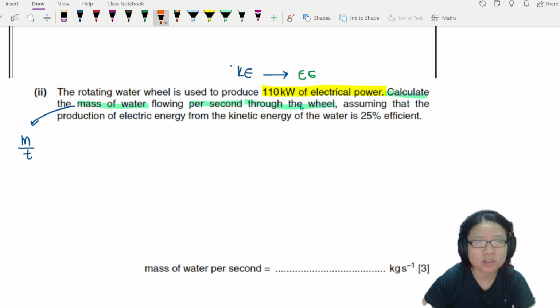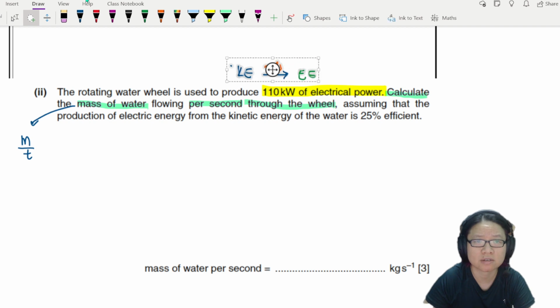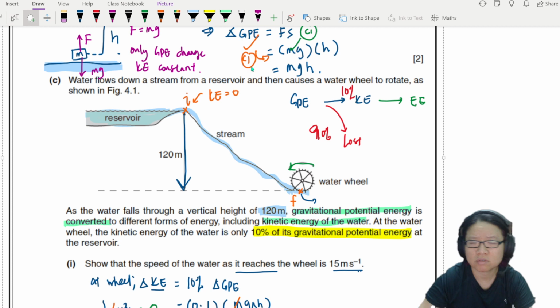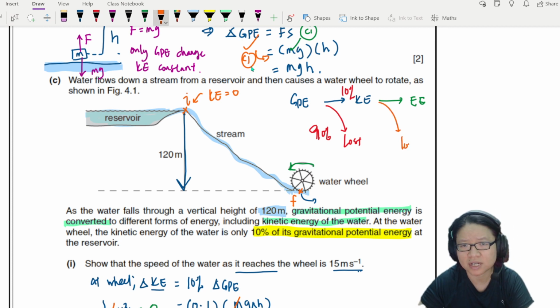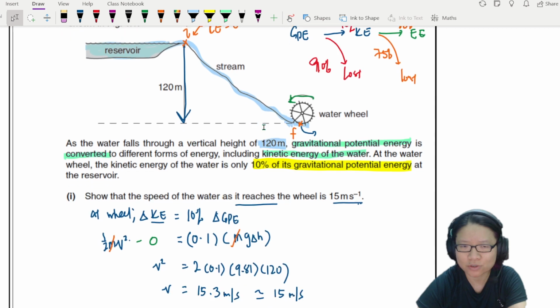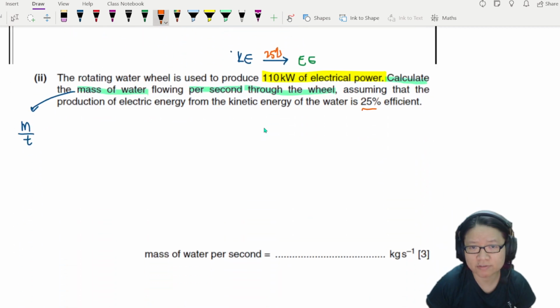So this one, 25% and 100%, so 75% is wasted. Well, this hydro dam is not very efficient. Here, 10% left, and then after that, we lose another 75%. So only 25% of the 10% is left. But it's okay, it's still energy. All right, so right now, 25% efficient.